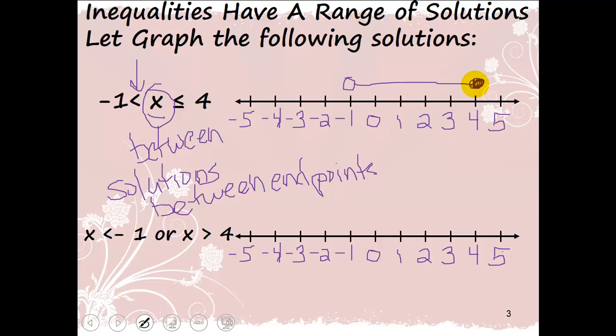All your solutions, the line has to be between the two endpoints. This is x is less than -1 or x is greater than 4. So I would have a -1, an open circle, and then a line going off to the left. And then I would have, again, this one I used just a greater than, not greater than or equal to. So that would be an open circle and then off to the right. So if you're not sure how to graph it, rewatch that section.